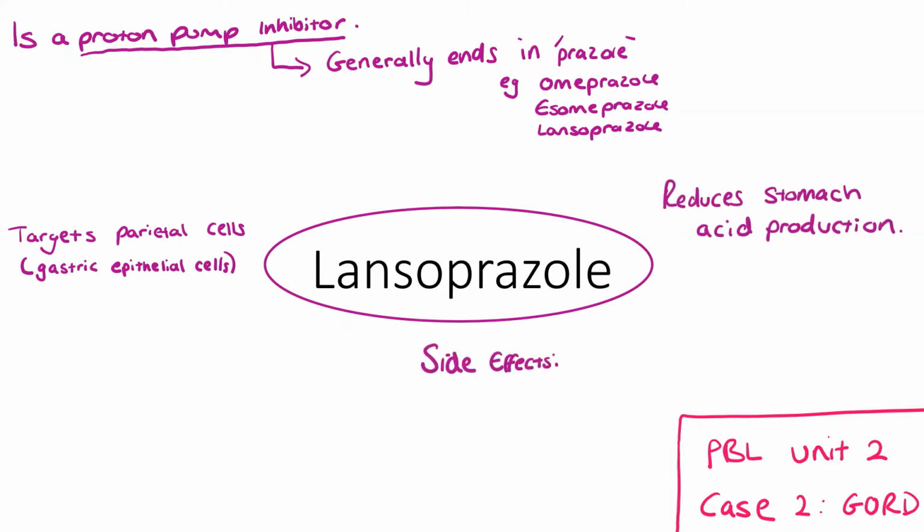Normal side effects of lansoprazole include, and are not limited to, nausea, headaches, diarrhea and stomach pains. And for those of you who this is relevant for, it is found in PBL Unit 2, Case 2.